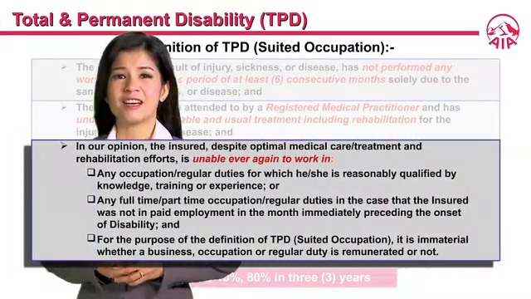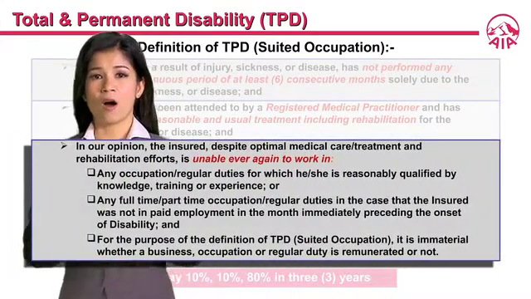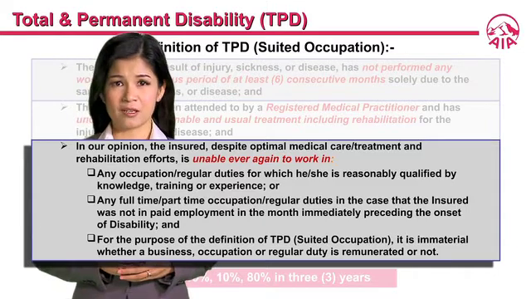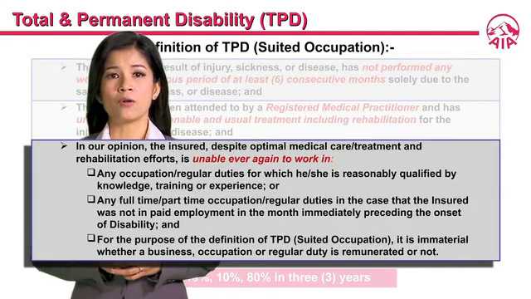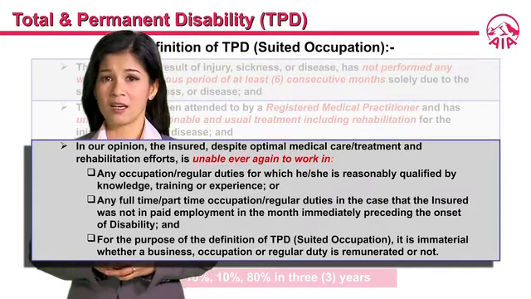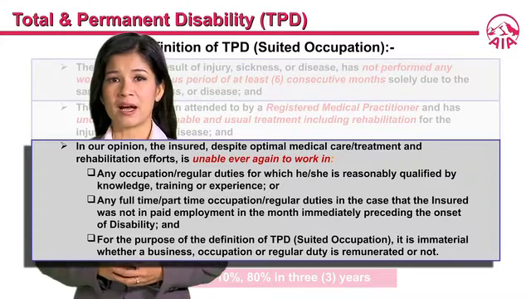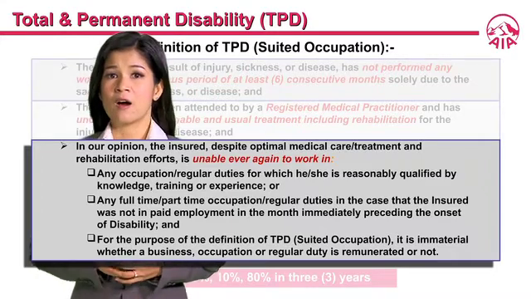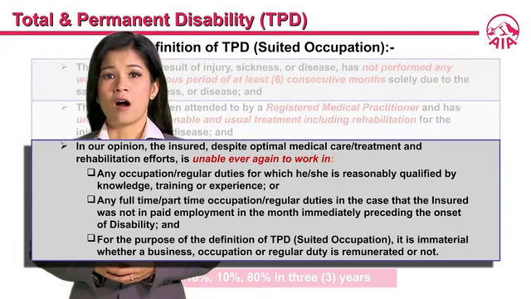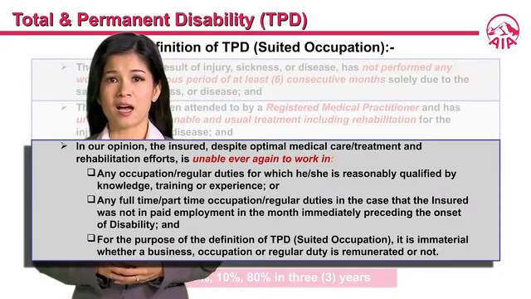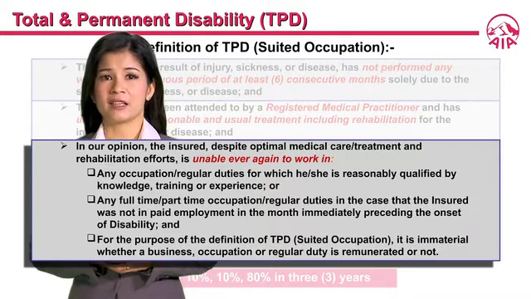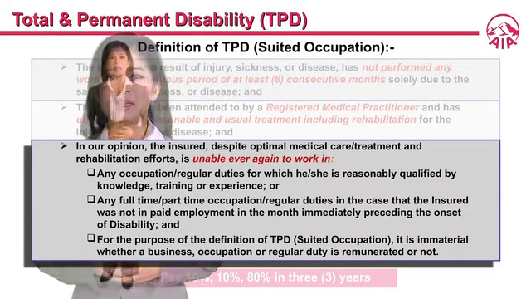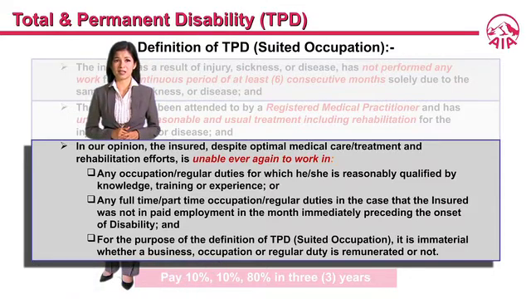In our opinion, the insured, despite optimal medical care or treatment and rehabilitation effort, is unable ever again to work in any occupation or regular duty for which he or she is reasonably qualified by knowledge, training, or experience, or any full-time or part-time occupation, or regular duty in the case that the insured was not in paid employment in the month immediately preceding the onset of disability.